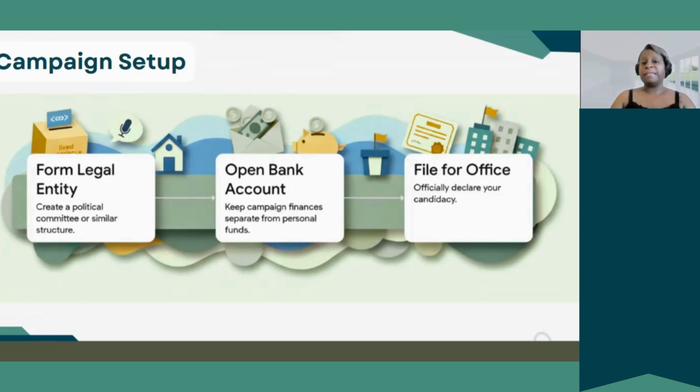And they will likely say, we need articles of incorporation, or whatever that document is. So the two kind of go hand in hand. One can inform the other. And then the last part, of course, is filing for office.